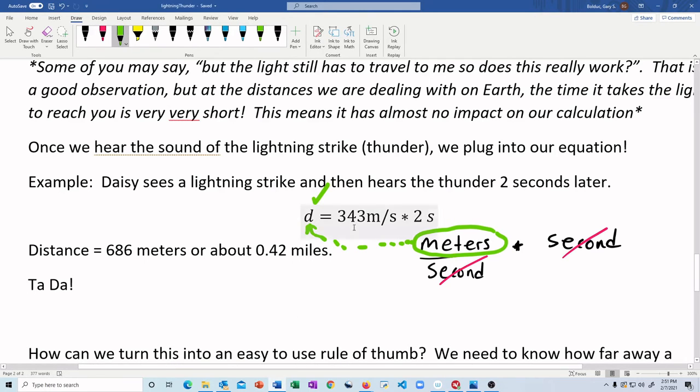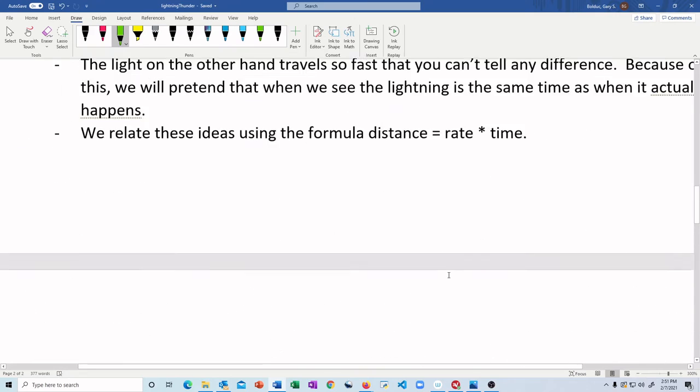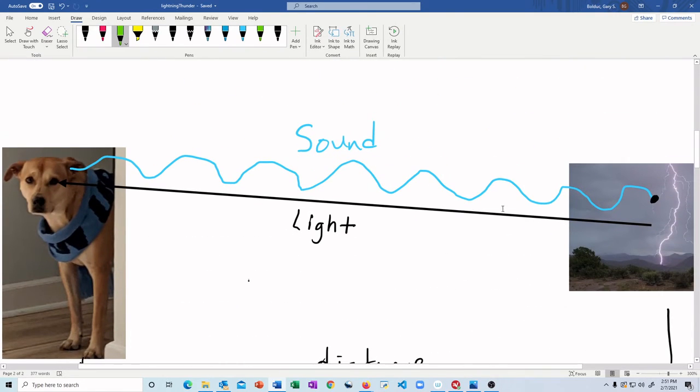I do my calculation. I end up getting 686 meters, which, if you prefer miles, feet, whatever, you can convert to that. I just did that for you. That converts to about 0.42 miles. So in 2 seconds, the sound wave, what are we saying here? We're saying, right here, it took 2 seconds for this sound wave to travel from lightning bolt to you.